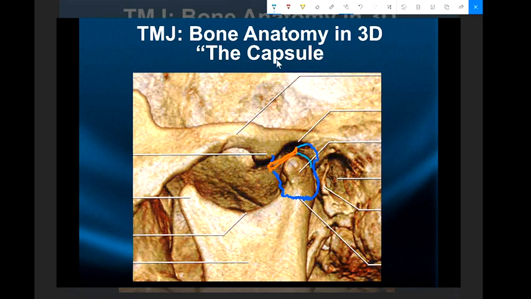So that concludes our discussion of TMJ anatomy and skeletal anatomy, as well as the capsule. Remember, the inferolateral condensation of the capsule is known as the lateral TMJ ligament.